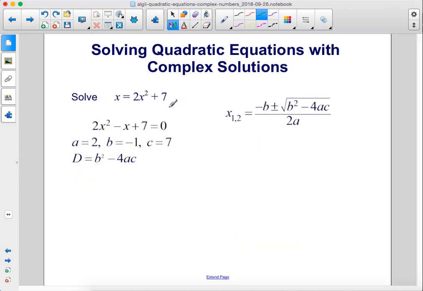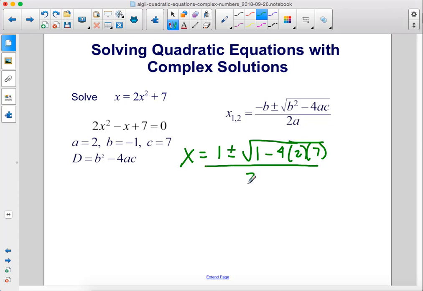Solve x equals 2x squared plus 7. First step is to move this into standard form, which we've done here. The a, b, and c values are here. Let's plug them in. So x equals negative b, which is 1, plus or minus the square root of 1 minus 4 times 2 times 7, over 2 times 2. So this equals 1 plus or minus the square root of negative 55 over 4.